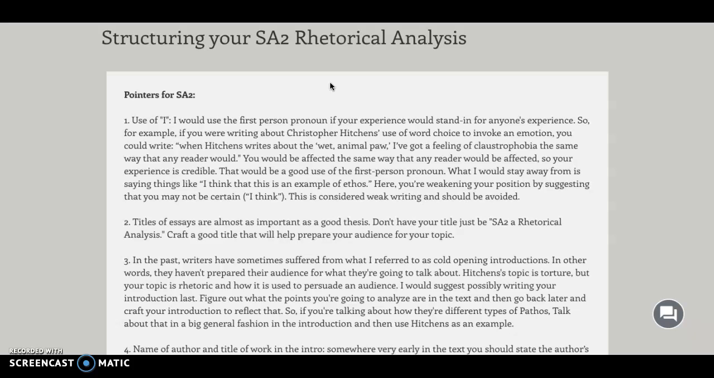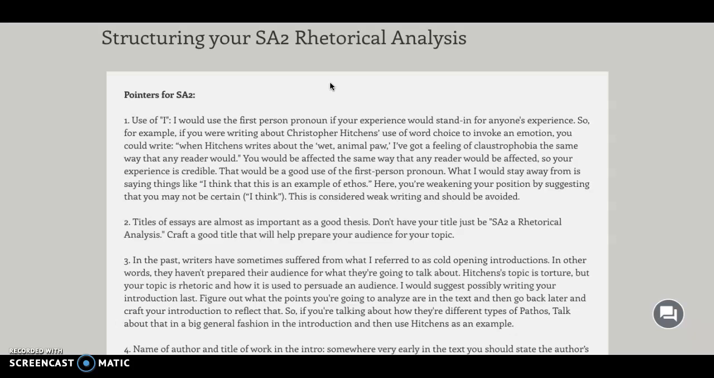Remember that one of the goals of this assignment is that it is thesis driven. So you do need to give your audience a clear thesis as to what you plan to analyze within the text. I would format it as either is effective or is not effective. So Hitchens effectively uses pathos. Hitchens does not effectively use pathos. Or maybe it's a mixed bag: maybe he does this well but does not do this well. That might be the format as well.